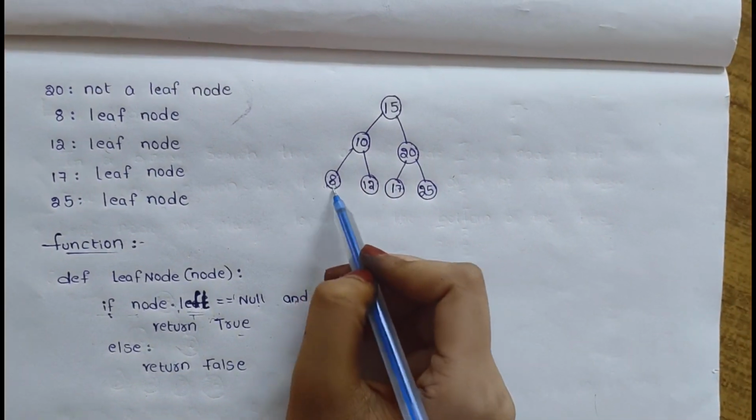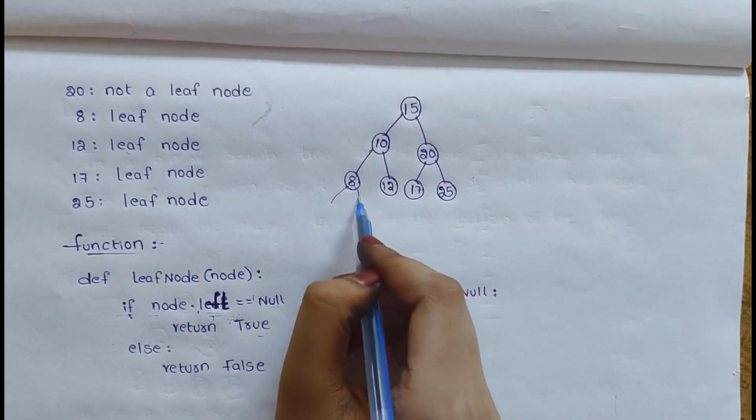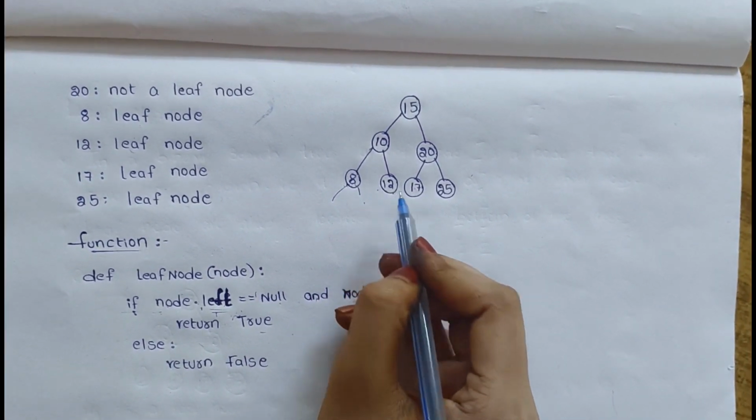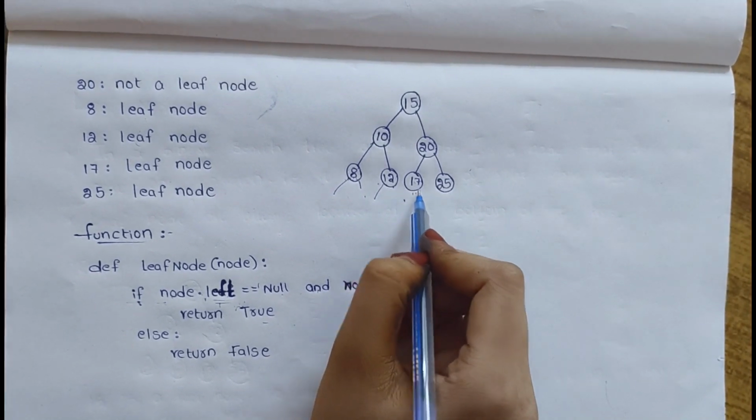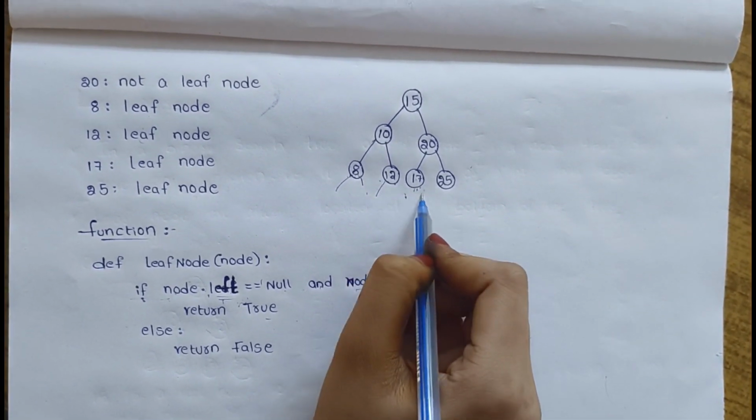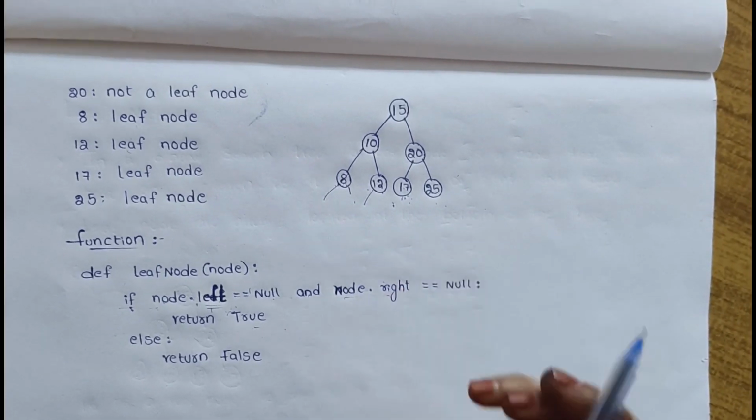8 is a leaf node because it doesn't have any left child or right child. And 12 is also a leaf node because it doesn't have any left child or right child. 17 is also a leaf node because it doesn't have any left child or right child. In the same way, 25 is also a leaf node.